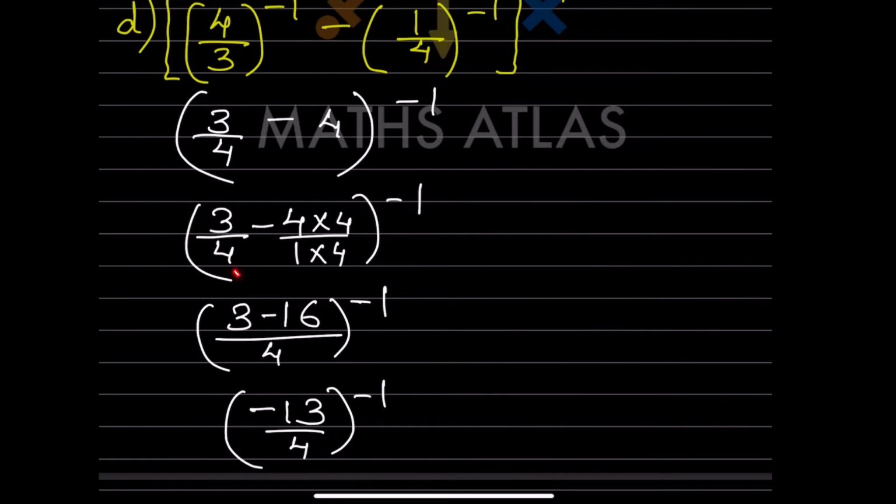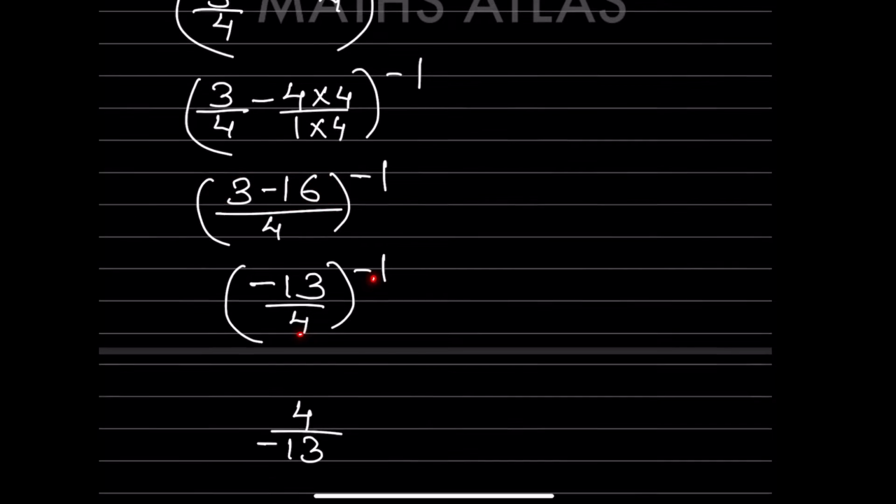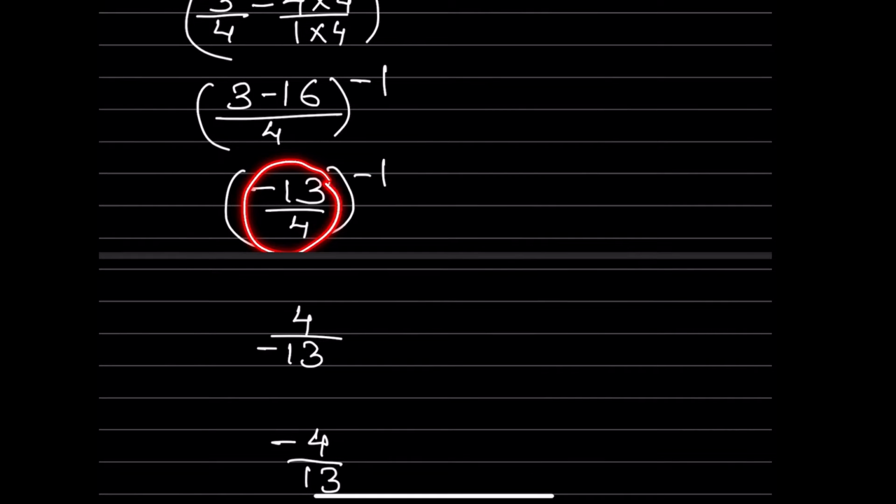So now 4 and this also 4. So what will you do? 3 minus 16 divided by 4 raised to minus 1. Again here, minus 16 plus 3 will be minus 13 by 4 raised to minus 1. So now this is a single number. So what are you going to do?